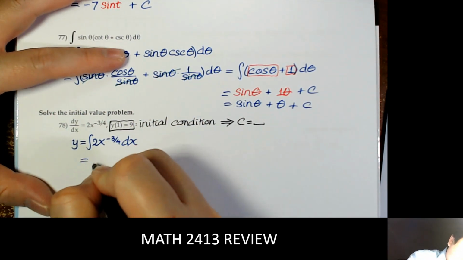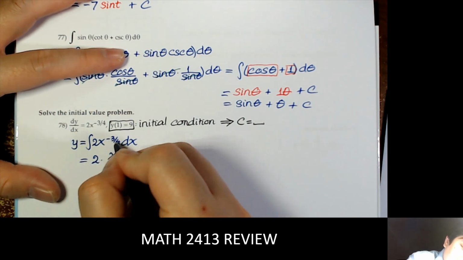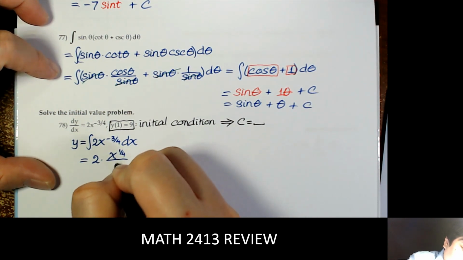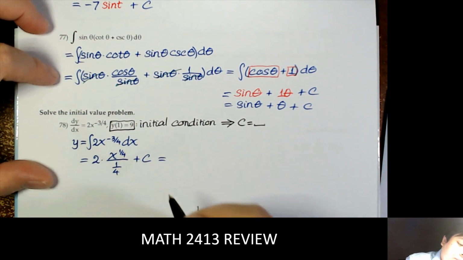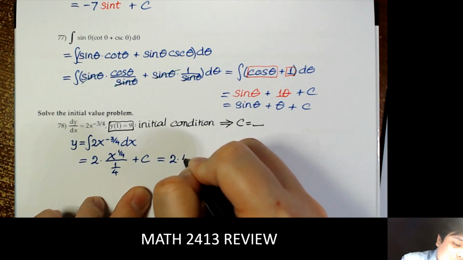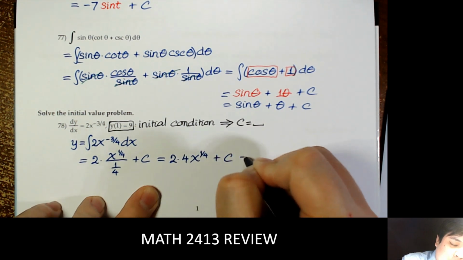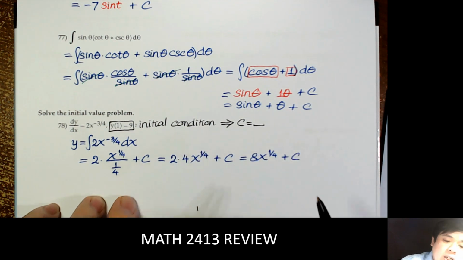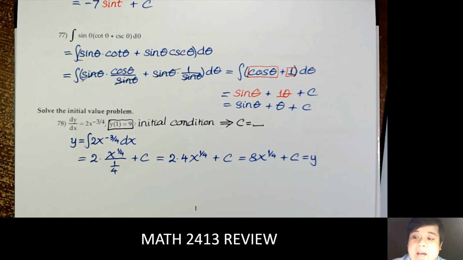And the integral of that, just the power rule, is 2 times x to the negative 3/4 plus 1, which is 1/4, over 1/4, plus the constant c. Now dividing by 1/4 is multiplying by the reciprocal, so 8x to the 1/4 plus c. Right, so that is the function. In general, that's what we have.